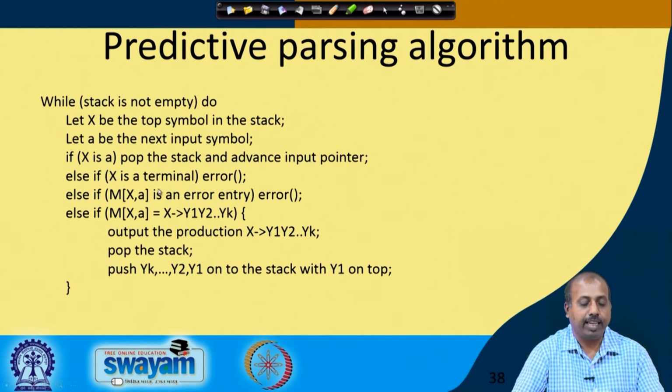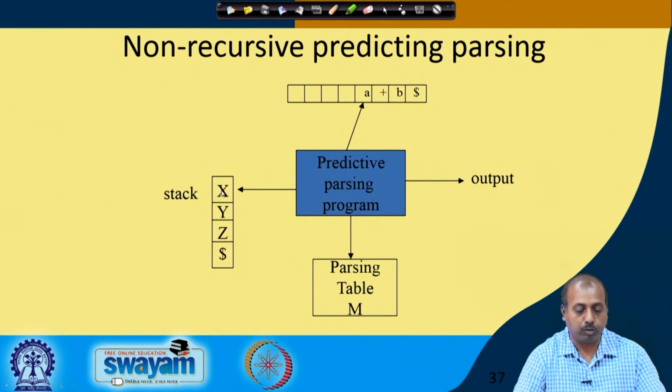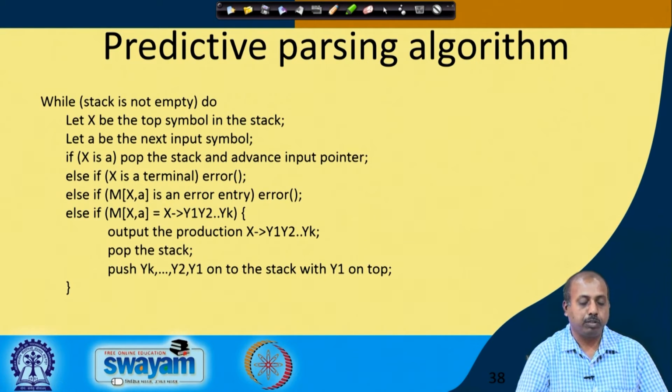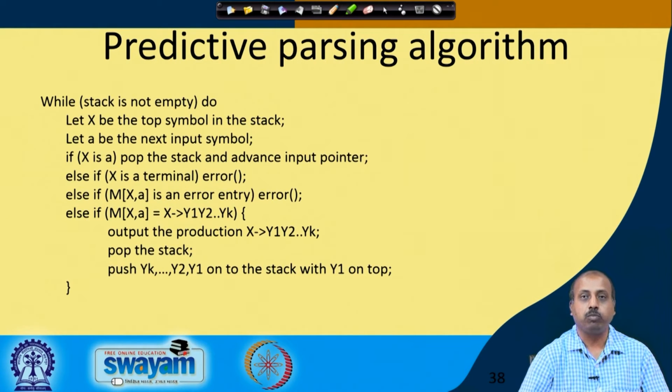Else, if x is a terminal, then error. That is, if the top of the stack contains a terminal and it does not match the terminal that you have as the next input, then there is an error. You are expecting, say, b here and you are getting a at the next input. So, that will be an error condition. We have excluded the possibility that the top of the stack contains a terminal symbol. If the terminal matches with the input, it is fine. If it does not match with the next input, then that is an error.